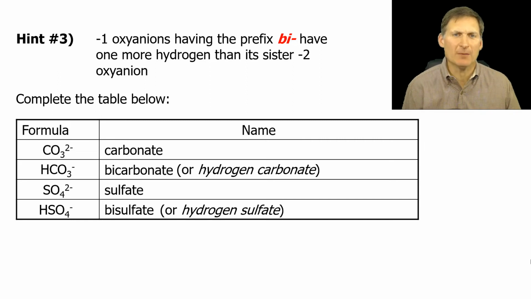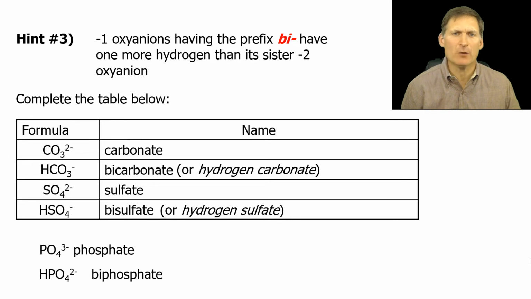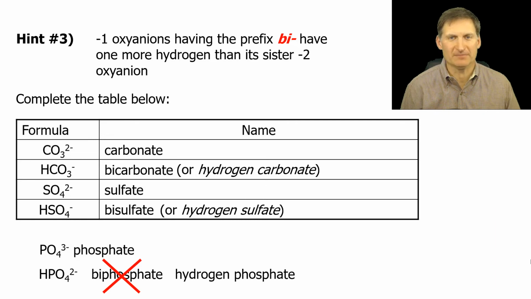Now, before we wrap it up with some review questions, let me point out a possible misconception. One might think that because PO4 3- is phosphate, then HPO4 2- would be biphosphate. After all, we just added a hydrogen and adjusted the charge by 1. But it's not called that. Using the prefix bi, for our purposes, relates to adding a hydrogen to a polyatomic anion that was -2 and is now -1. The acceptable name for that one, by the way, is hydrogen phosphate.